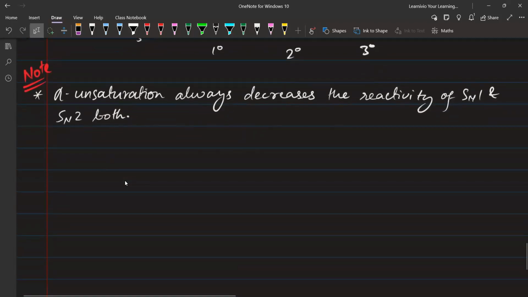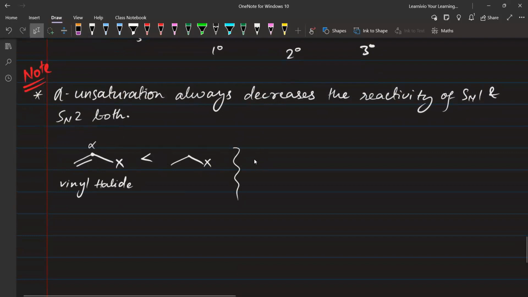What is the meaning of alpha unsaturation? Meaning if the alpha carbon has a double bond, if it is unsaturated, for example vinyl halide. This is the alpha carbon and it has unsaturation. If I compare the reactivity of nucleophilic substitution, whether SN1 or SN2, in comparison to simple haloalkane, then the haloalkane will be faster.